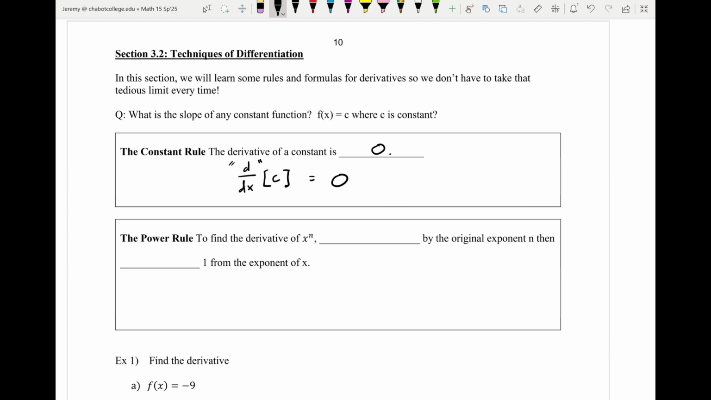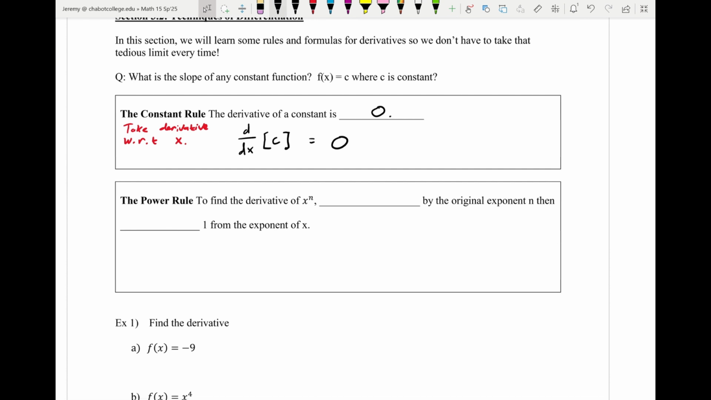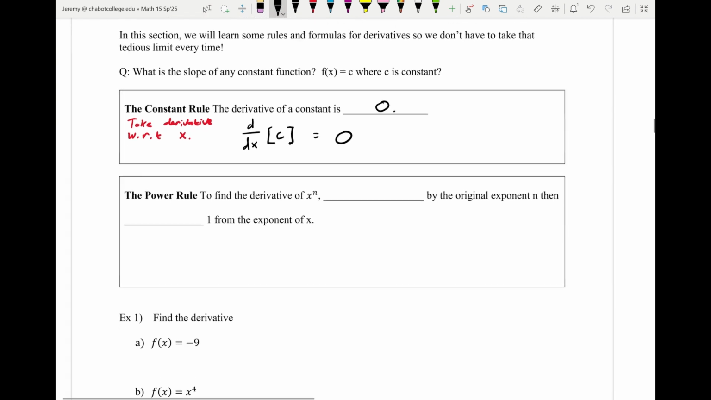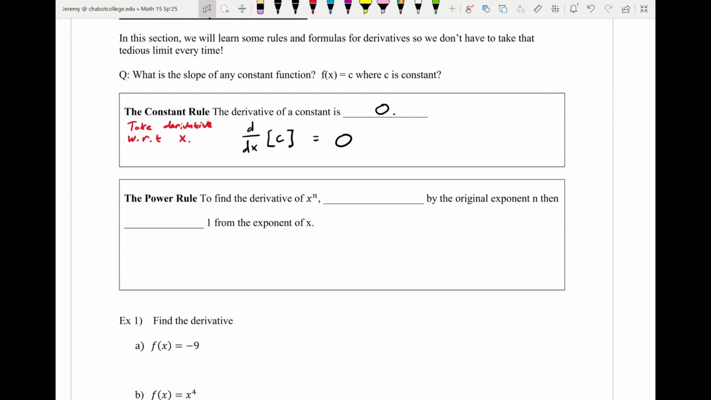So this d dx, what that means is take the derivative with respect to x. That's what this notation means. Okay, so if we're ever taking a derivative of a function which is constant or has a term which is constant, that's just going to go to 0.